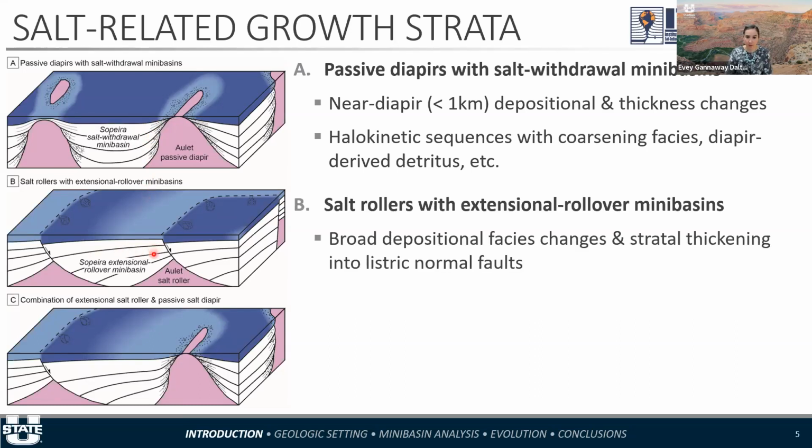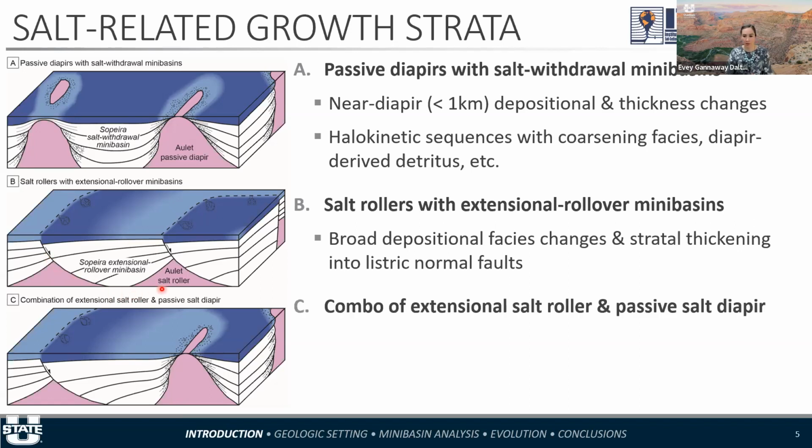In the second panel that you see here, we have these salt bodies as salt rollers, flanked by extensional rollover mini basins. So here our subsidence is driven primarily by gravity-driven extension above salt. And in this case, we'd expect the strata to thicken into the hanging walls of these listric normal faults that you see here. There's, of course, also the possibility of both of these processes playing a role, as you see in this final panel here.